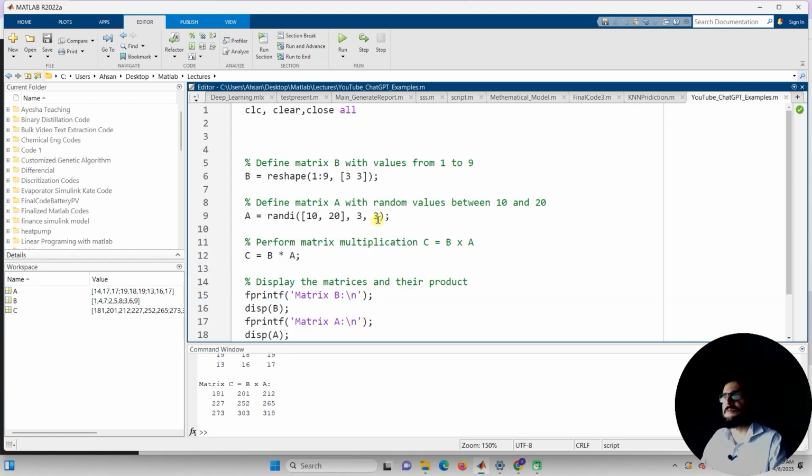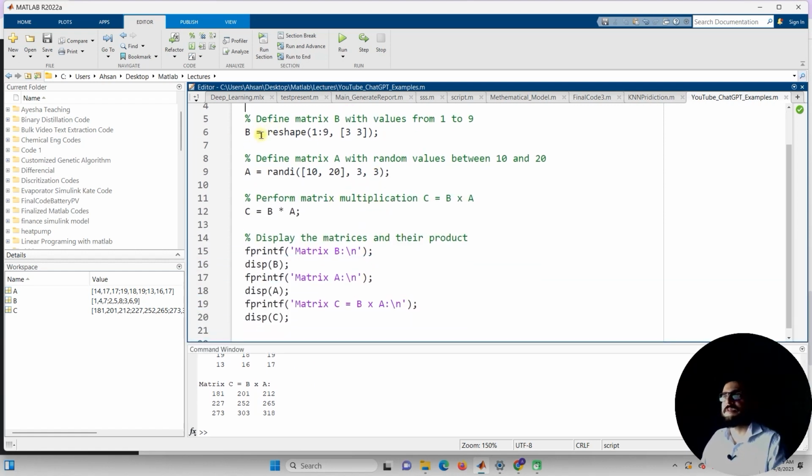Okay, let me break down the code for you. Here B is equal to reshape 1 to 9, 3 by 3. It's a bit of a complex command, but let me break it down for you.